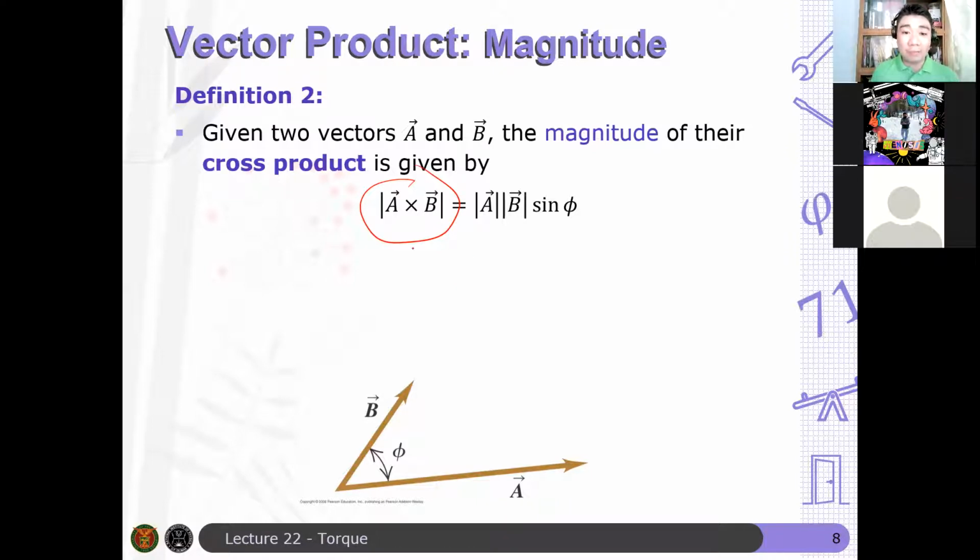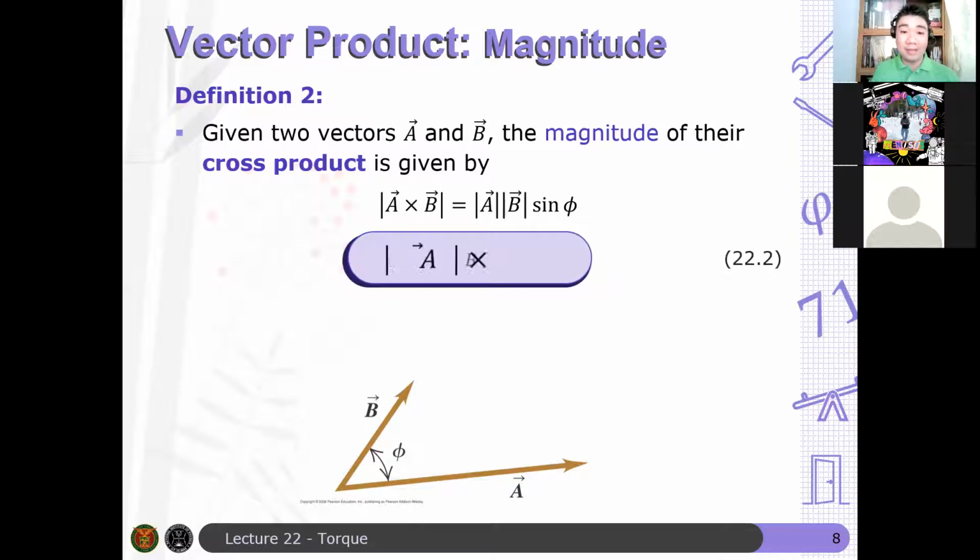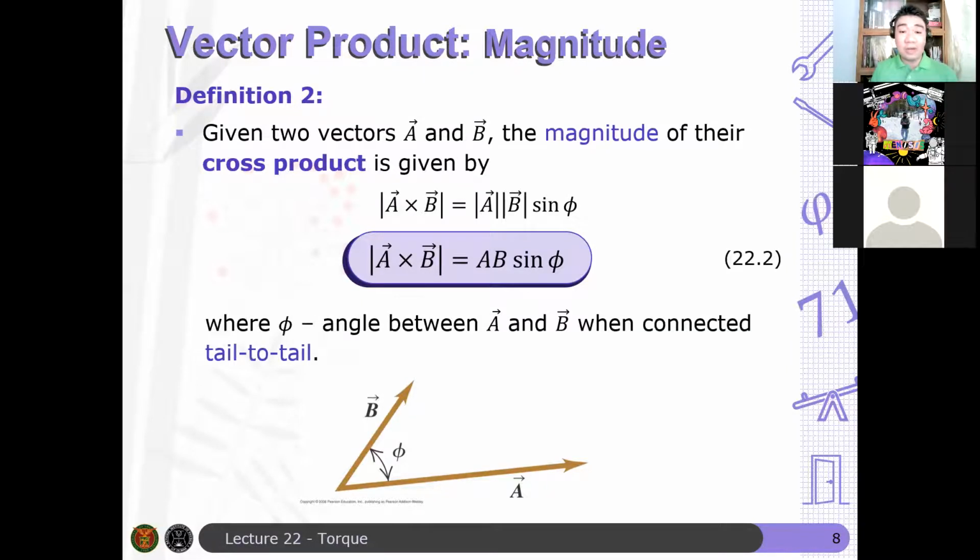So, kung naalala niyo sa dot product, ang hinahanap sa dot product ay cosine of the angle between them. What you want now is the perpendicular component, not the parallel component. So in that case, magnitude of A cross B is AB sine phi, where phi here is the angle between A and B when connected tail to tail. Okay? Questions? So, again, magnitude pa lang yan. May way para maghanap ng direction. Don't worry. Questions? Nakuha?